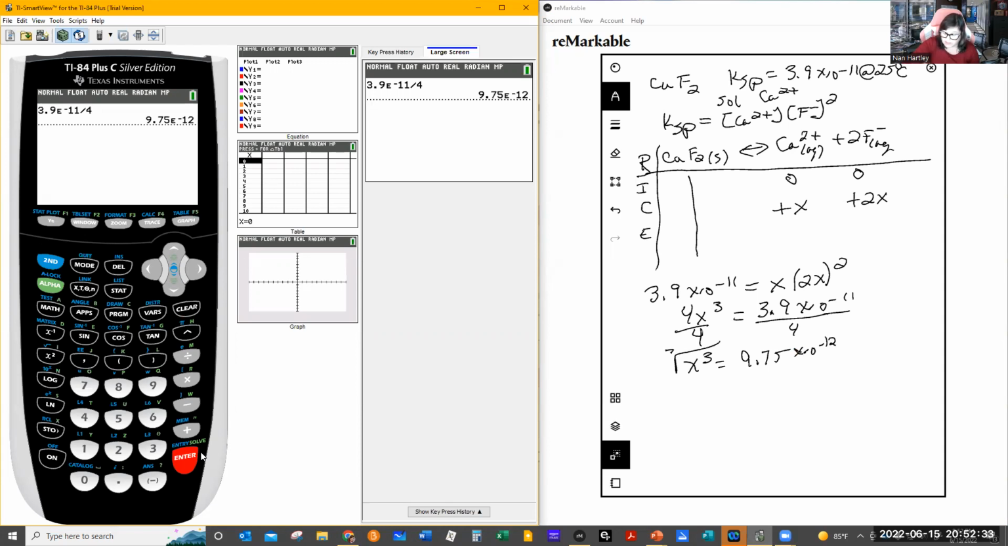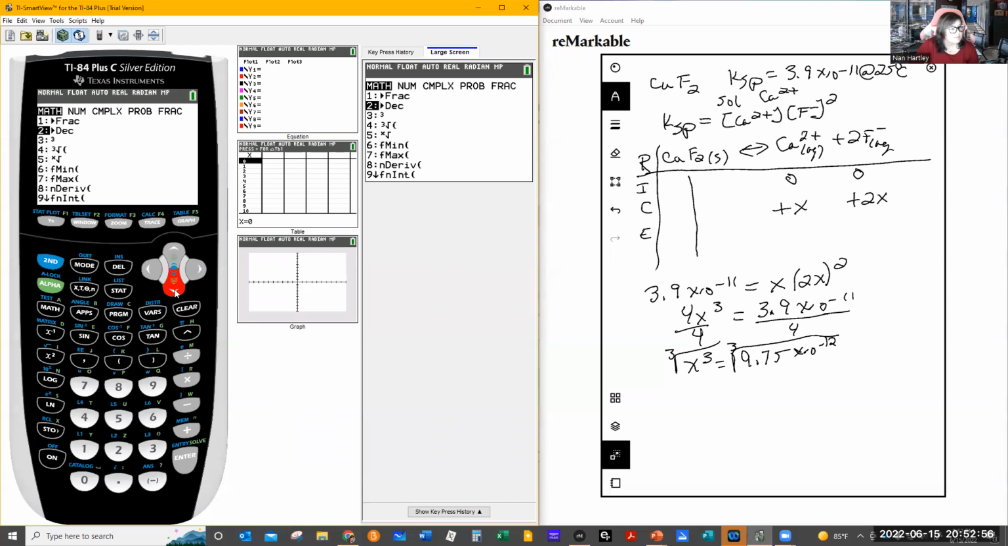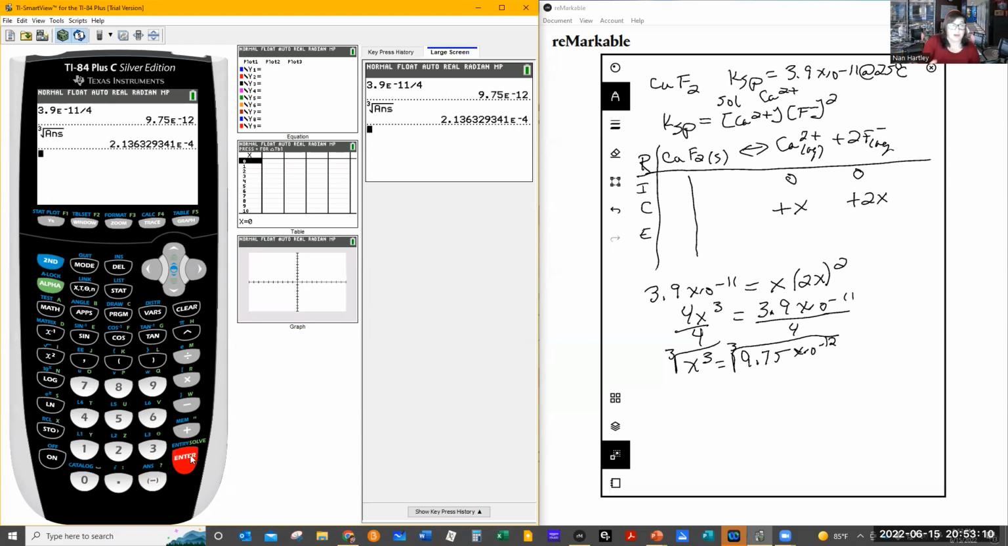In order to solve that, I have to take the cube root of both sides. So I will do a second and math. No, that's not what I want to do. Oh no, I don't need second. I want math. Cube root. Too far, too far. Cube root. And then I want to take that of the answer that I just got. And that gives me 2.136, and all of those decimals out there.